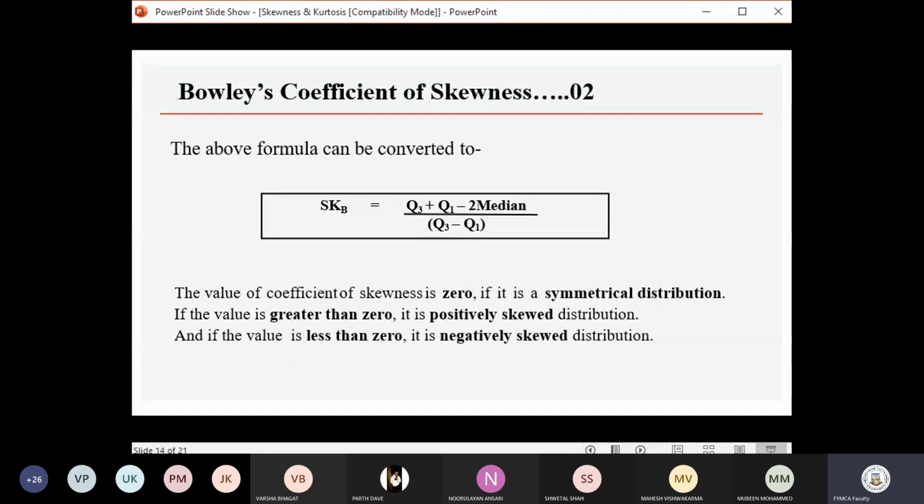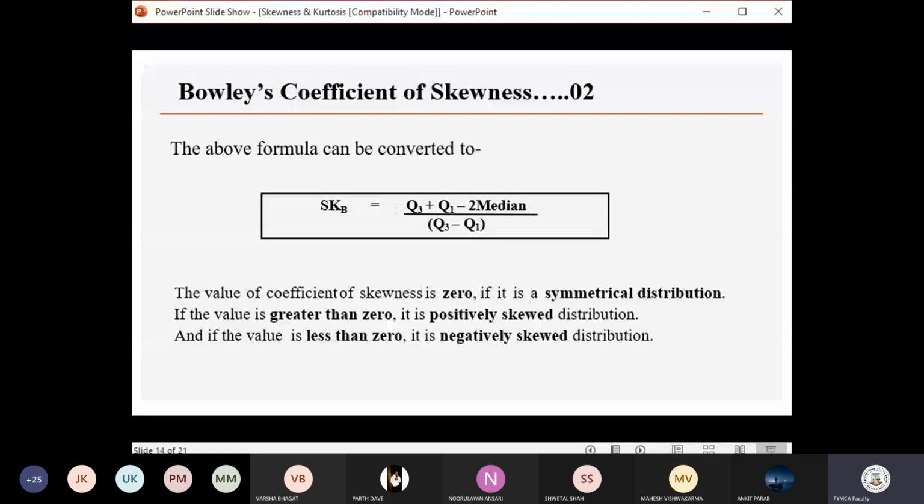Based on this, which type of conclusions can be derived? If the value is 0, you can say that a symmetrical distribution is there. If the value is greater than 0, it is positively skewed, and if it is less than 0, it is negatively skewed. So you can use the simple arithmetic calculation method and find out the data.